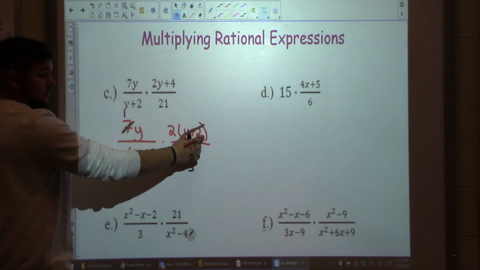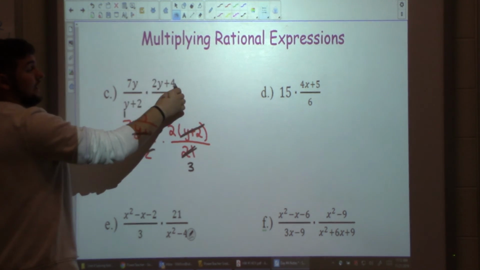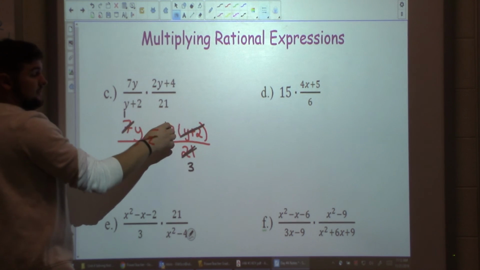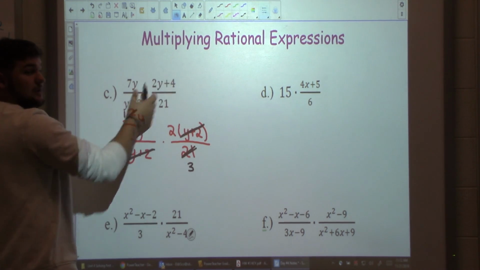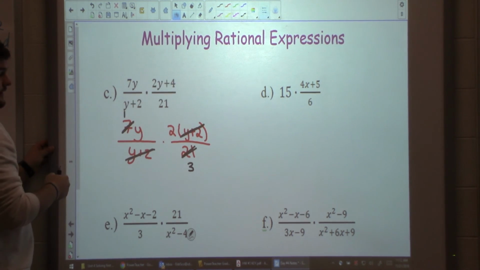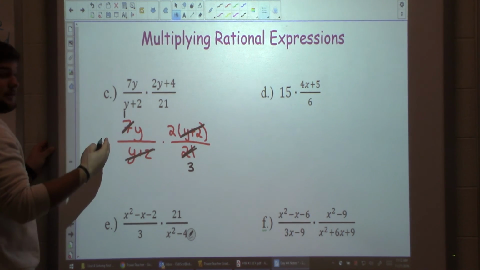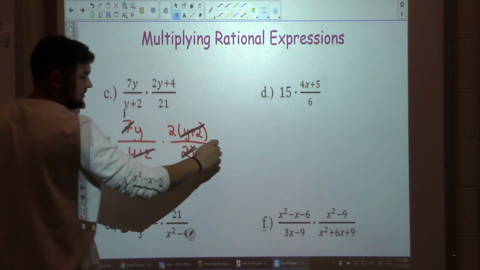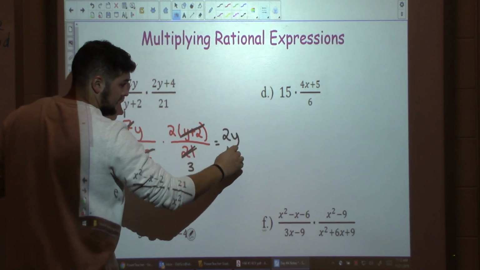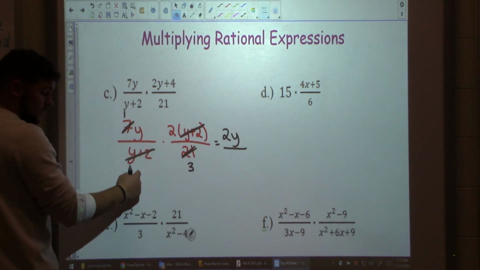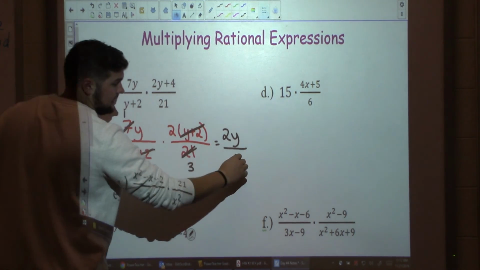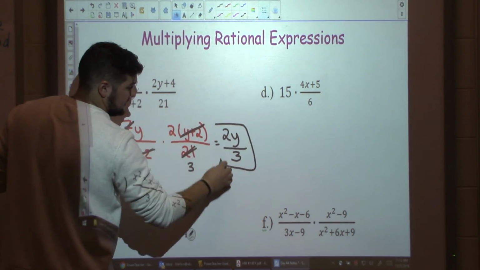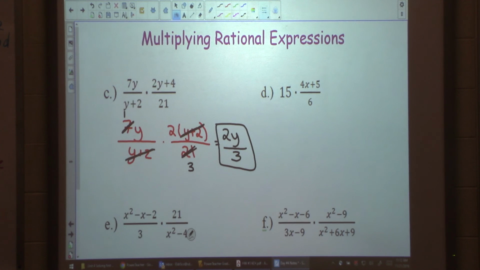Right here? Yeah. Because I take a 2 out of both the 2y and the 4. So remember, if I redistribute this, it needs to equal 2y plus 4. Okay, so now I'm gonna multiply. I'm done simplifying. Now I multiply. Y times 2, 2y over, this is 1 technically, times 3 would be 3. 2y over 3. Okay?